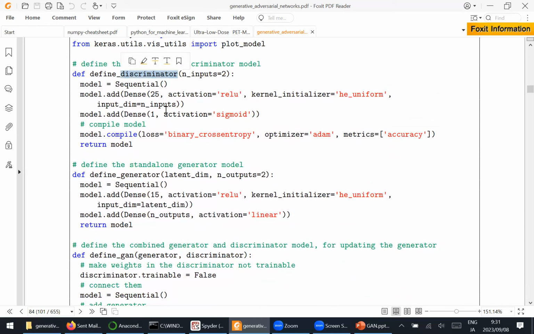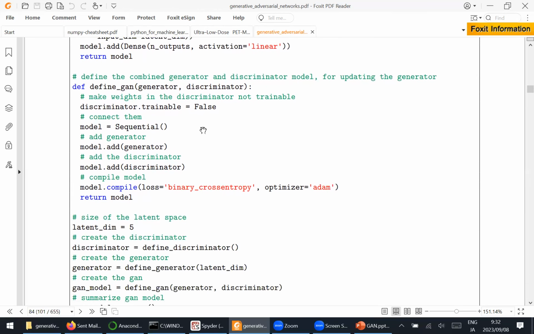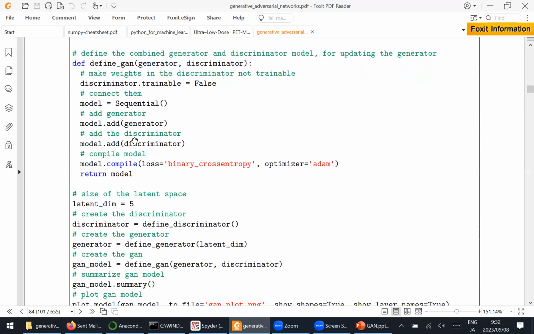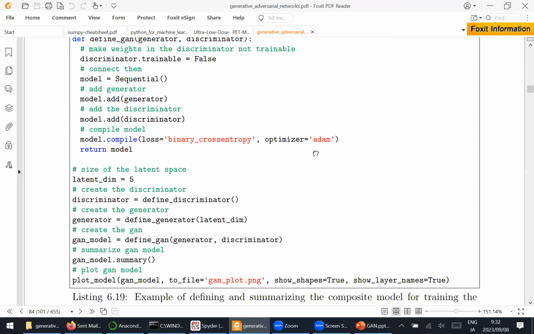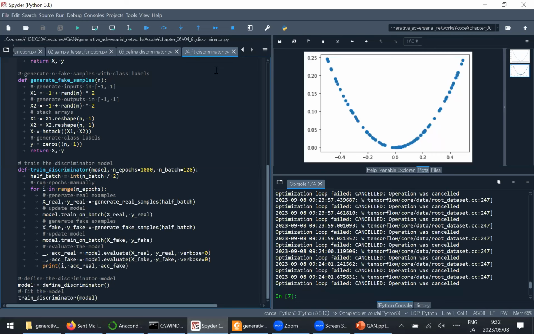Okay, so the discriminator looks like this. The output is sigmoid. It's just a yes, no. This is a real or fake. The generator is here. The output is linear because it's just a number. Defined again. Okay, this puts the generator and discriminator together, connects them. And then our main loop is like this. So if we run this, let's see what happens.